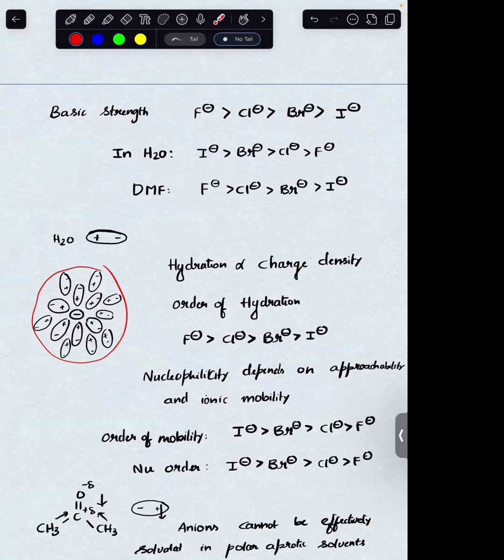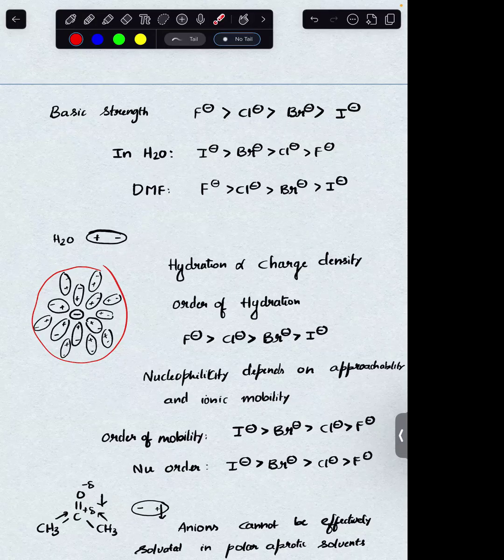You can also compare that based on the size. I minus is a larger one when compared to F minus. Hence, I minus has become a poor nucleophile. But after solvation, I minus has become the largest, and F minus has become the largest nucleophile. Hence, its nucleophilic strength got decreased.